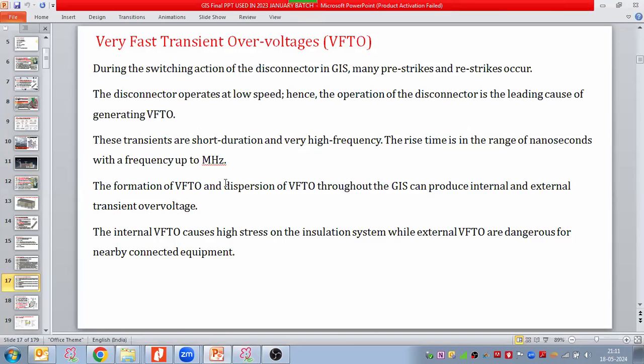Hello, sir. I have one doubt. You have mentioned external VFTO. What is meant by external VFTO? External VFTO comes on the outer enclosure of the GIS. Internal VFTO is due to the switching action of the isolator, but external VFTO occurs due to which?